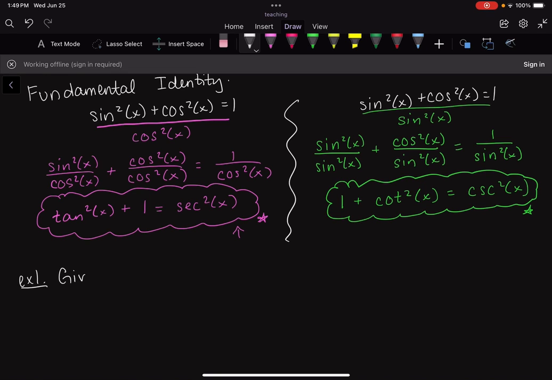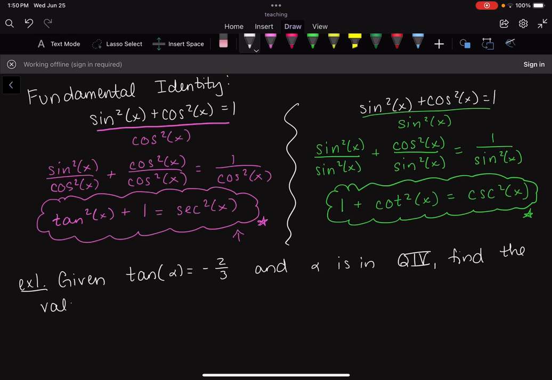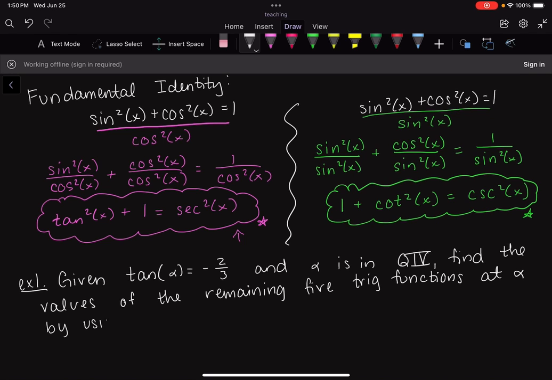So this one says, given that tangent alpha is equal to -2/3 and alpha is in quadrant 4, find the values of the remaining 5 trig functions at alpha by using identities.